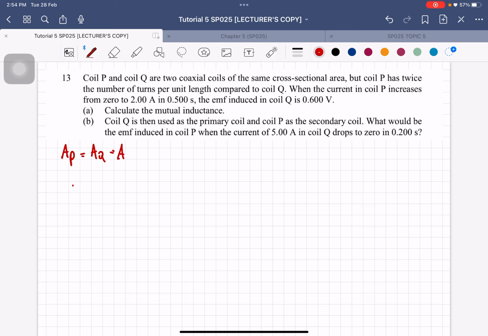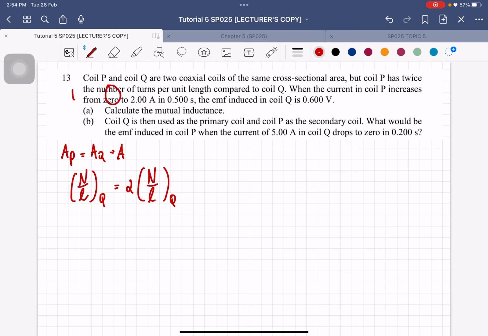We have the number of turns for coil P is twice the number of turns per unit length. But coil P has twice the number of turns per unit length compared to coil Q. Okay, this is quite confusing. Twice the number of turns per length for coil Q, right? Wait. Coil P has twice the number of turns per unit length.